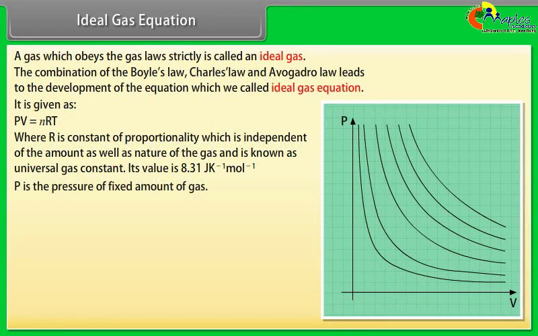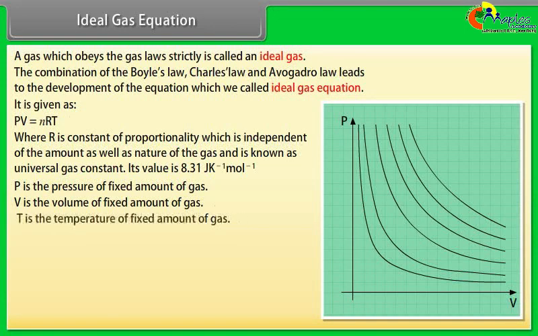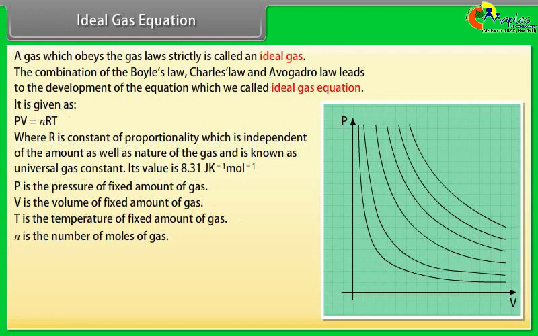P is the pressure of a fixed amount of gas. V is the volume of a fixed amount of gas. T is the temperature of a fixed amount of gas. n is the number of moles of gas.